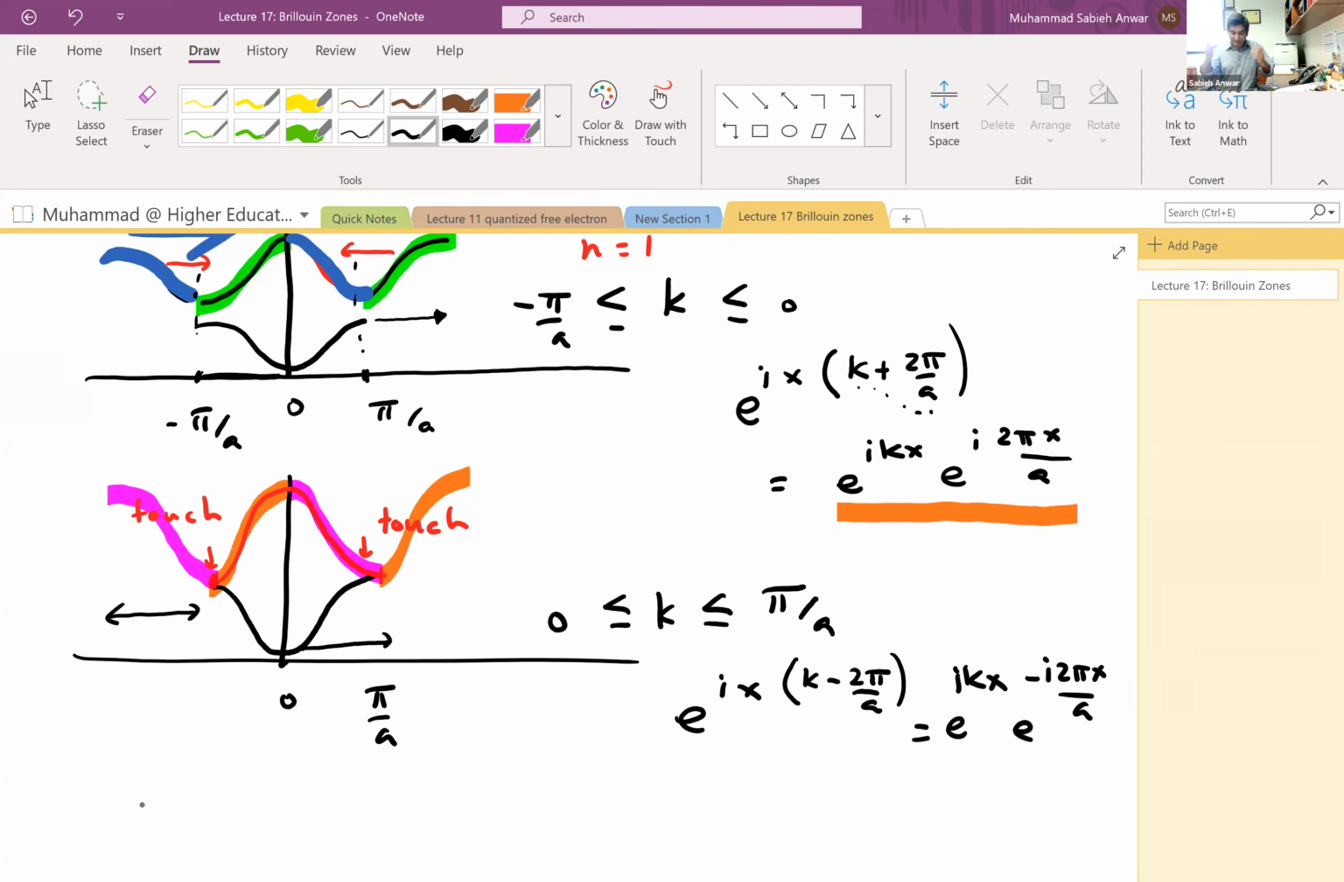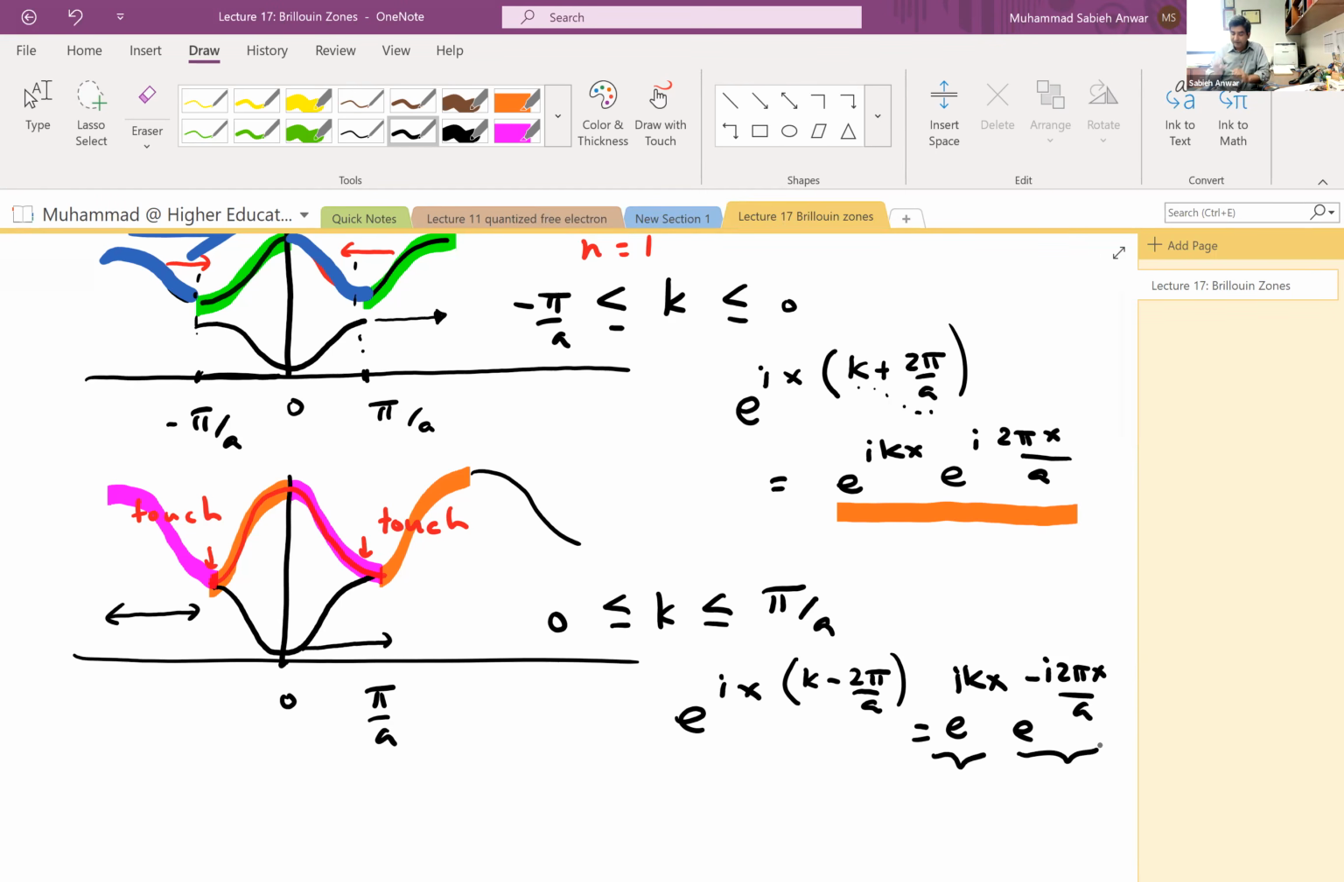Likewise, I can also take the points further out, and I can move these points by some multiple of 2 pi over a, and I can add or subtract to get all the dispersion relationships inside the first Brillouin zone. So inside the first Brillouin zone, if I look at the reduced zone scheme, this is a plane wave and this is some periodic function in which I'm subtracting or adding some multiple of 2 pi over a. That multiple could be 0, could be 1, minus 1, 2, 3.